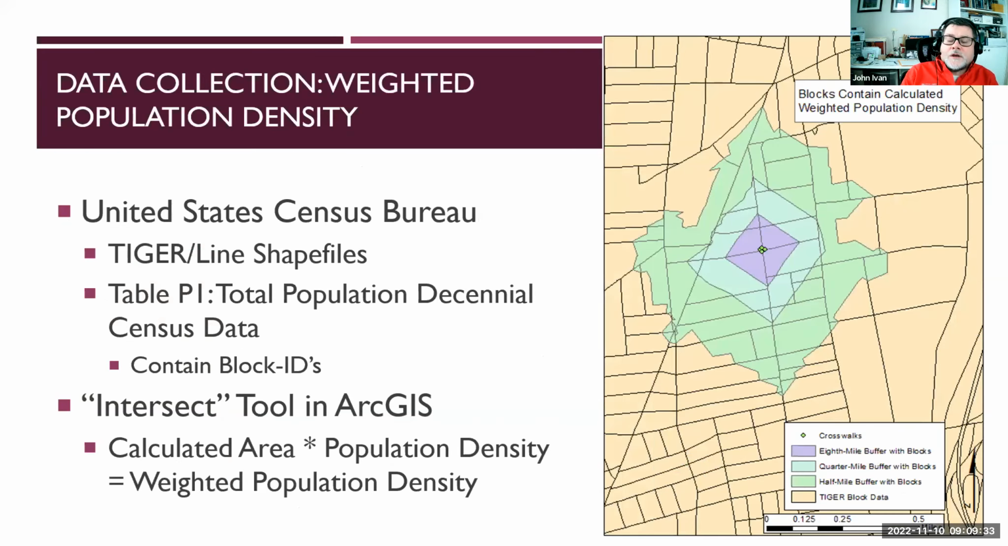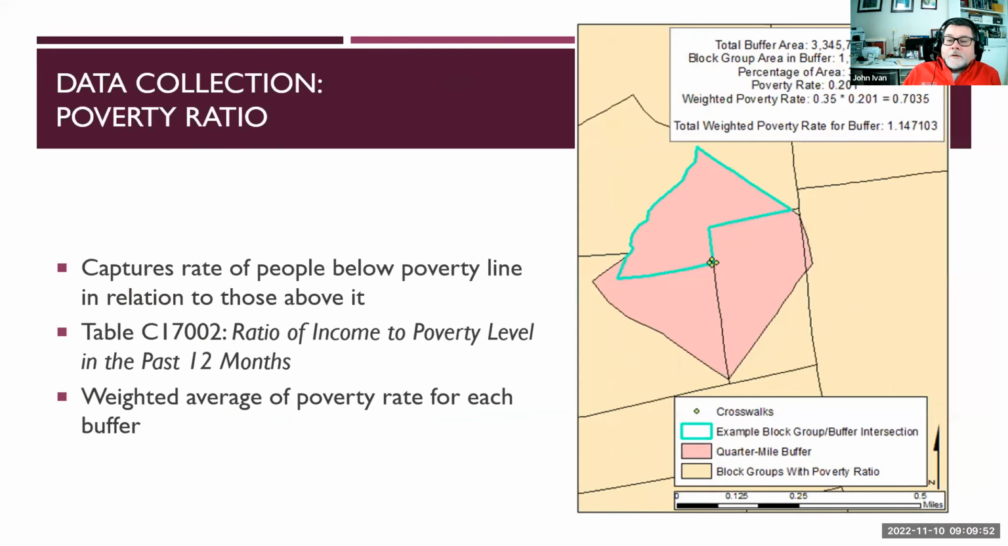And then we also got data from the census. We have the population living within those areas. And so we calculated the population density and the weighted population density in each of those buffer sizes. And then we did the same thing for poverty ratio. So we're getting the weighted average of that in each of the buffer sizes.